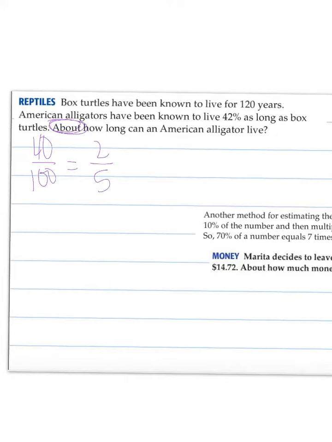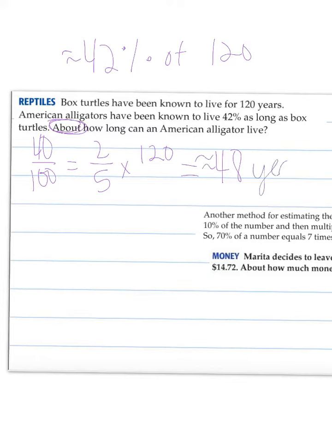American alligators have been known to live 42% as long as box turtles. And so we are trying to find approximately 42% of 120, which means that we are going to multiply by 120. When you multiply that out, it equals 48. So American alligators live to be about 48 years. Okay.